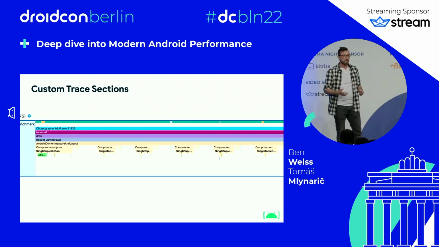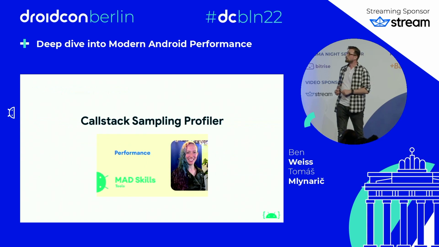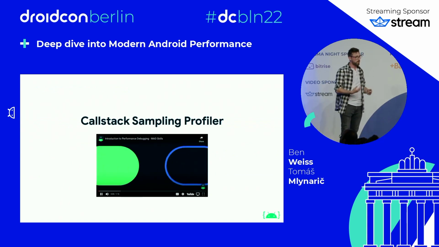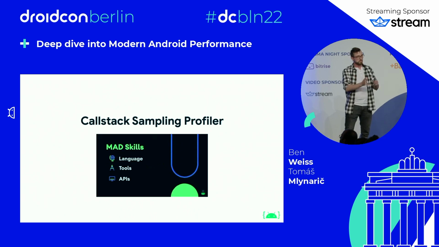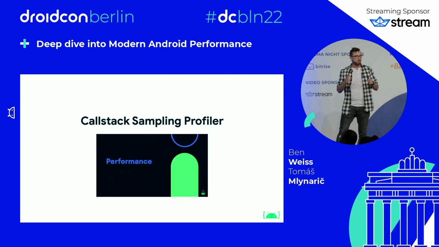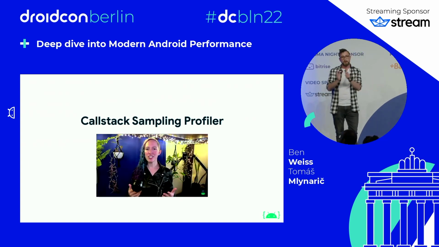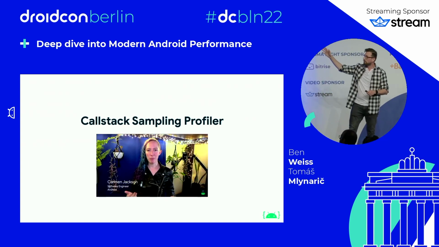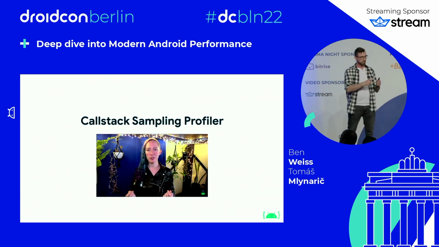The other way, if that's still not enough and you want more, which is obvious, is to use the call stack sampling profiler. Call stack sampling profiler allows you to measure all of the stack traces that happened during the trace, but it adds a little bit of overhead. So make sure to first run system tracing to know where to look. We've got a cool Android performance series of videos on that topic, so you can check that.